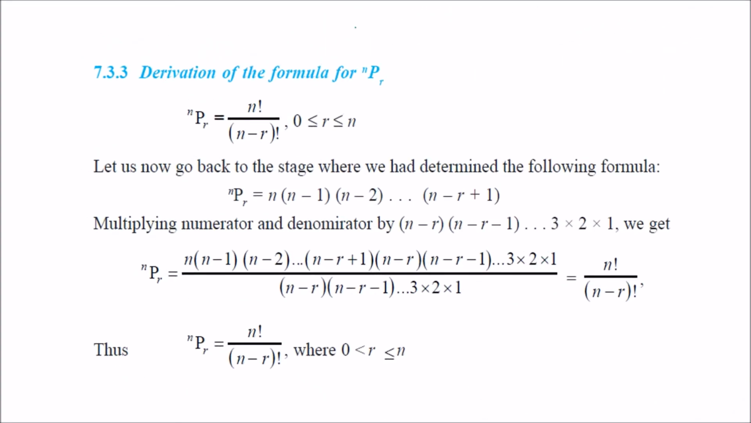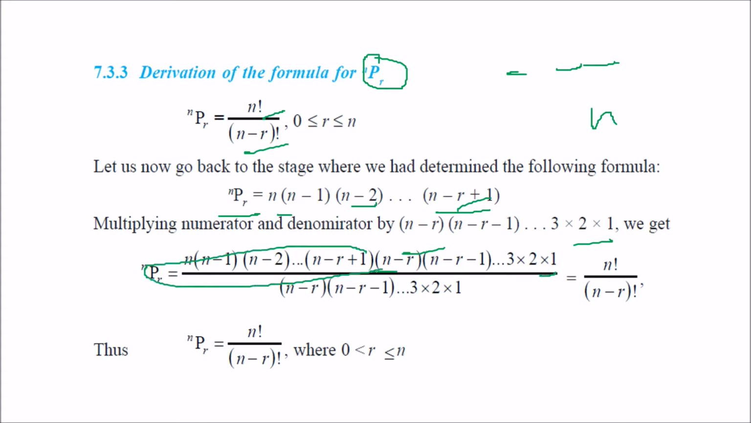We have already declared in earlier discussion that nPr is factorial n by factorial n minus r. We have already seen that for nPr, if you have r positions and you have to choose from n values, it is actually n, n minus 1, n minus 2, up to n minus r plus 1. So let us multiply the numerator and denominator by the value just below this, that is n minus r, and then n minus r minus 1 and so on.